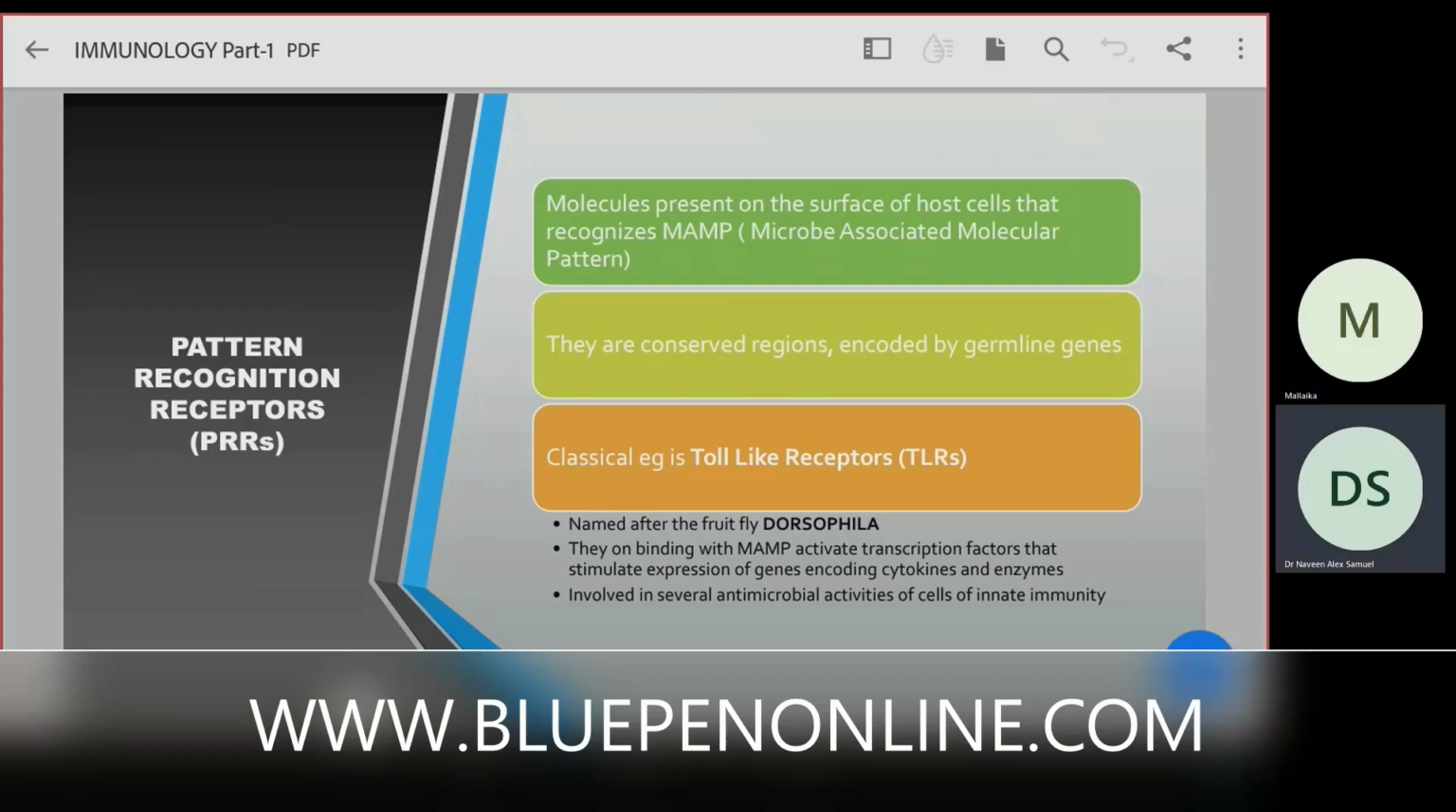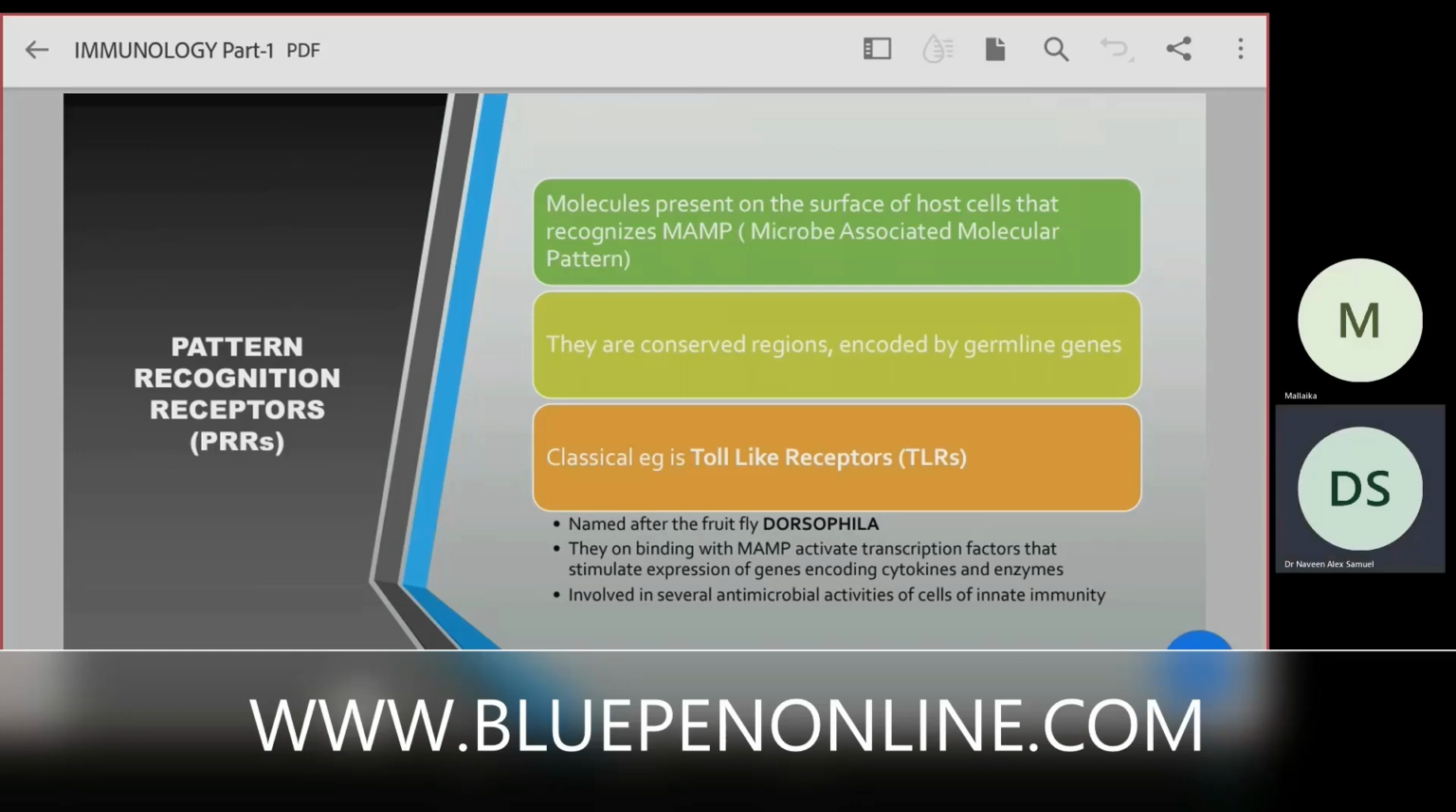You know why they are called toll-like receptors? Because these same receptors are present in a fly, the Drosophila melanogaster. You know what Drosophila melanogaster is? This is the scientific name. That is actually the fruit fly. So the same receptors are present in Drosophila melanogaster, and so they are called toll-like receptors.